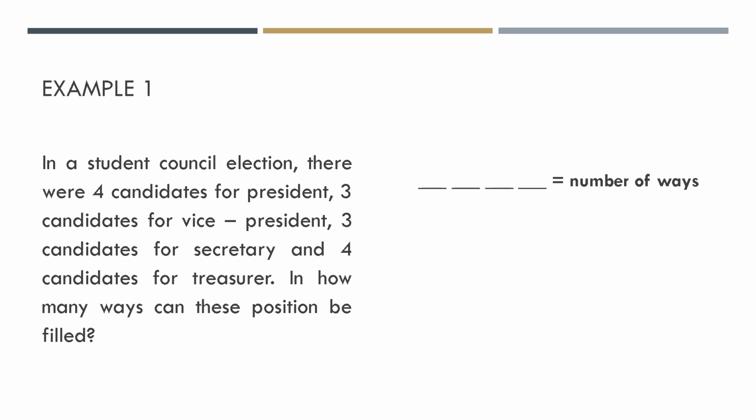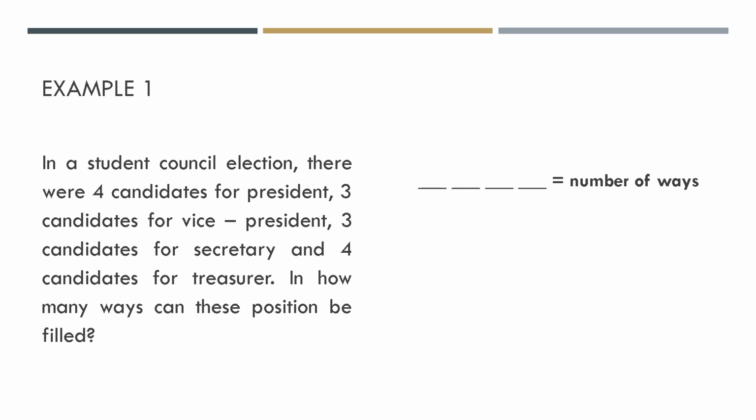Let's apply the principle. As you can see, the first one is four candidates for president. The second one is three candidates for vice president, three candidates for secretary, and four candidates for treasurer. Each blank represents a position. The first blank would be for the president, this is for the vice president, this is for the secretary, and this is for the treasurer.